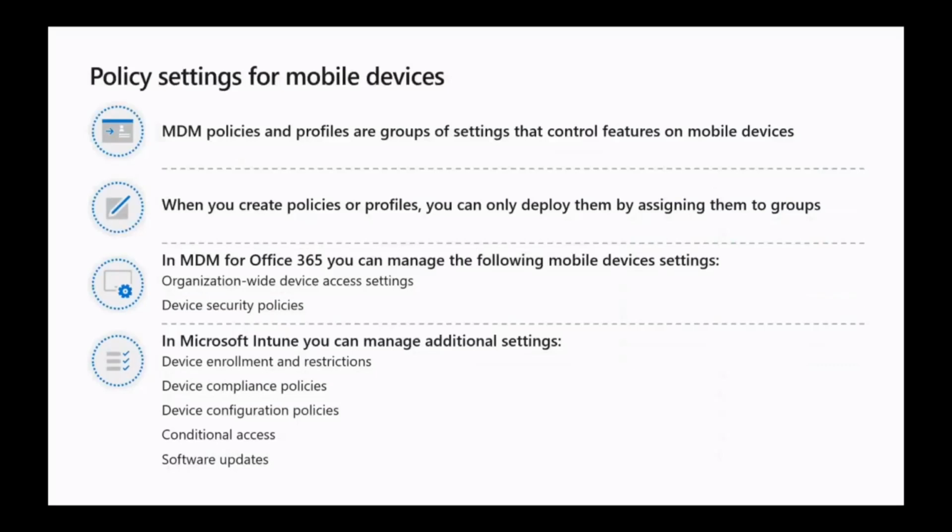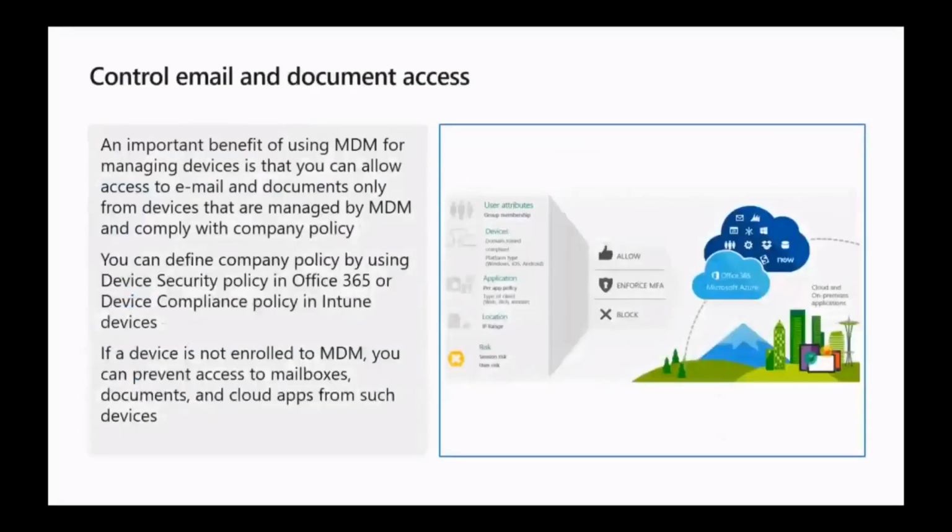In more detail, how can you control email and document access, for example? An important benefit of using MDM for managing devices is that you can allow access to email and documents only from devices that are managed by MDM and comply with company policy. You can define company policy by using the device security policies in Office 365 or device compliance policy in Intune. And of course, if a device is not enrolled in MDM, you can prevent access to mailboxes, documents, and cloud applications from such devices as well.